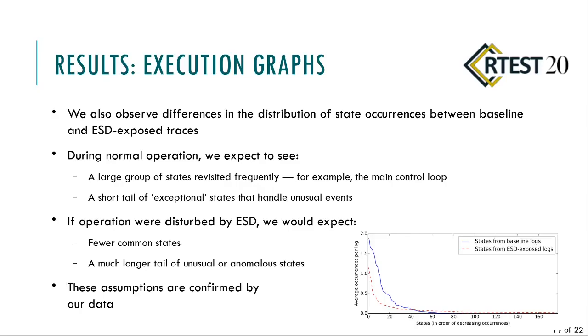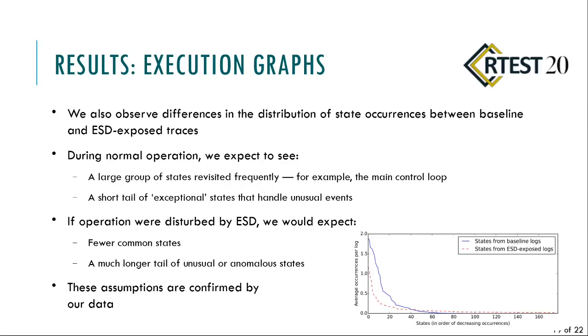So if we think about how a system works, during normal operation, we would expect to see a large group of states that get revisited frequently. So you think about your main control loop, right? These states are going to happen over and over and over again, and they'll constitute a fairly large chunk of the time that the host controller spends executing. And then we'll also see a short tail of exceptional states that handle unusual events, when a device gets plugged in or unplugged, or something along those lines. When the system's exposed to ESD, however, we expect to see proportionally less time spent in those commonly visited states, so fewer common states, and a much longer tail of unusual or anomalous states.